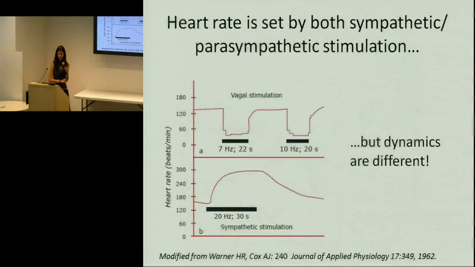What's interesting is that although the heart rate is set by both the rest or digest and the fight or flight pathways of the autonomic nervous system, they have very different dynamics. Vagal stimulation, which is the parasympathetic pathway that slows down the heart, works much faster at getting the heart to change its rate. If you were to really stimulate the vagus nerve, you get the heart to stop immediately. So the heart is much better at responding to signals that tell it to slow down than to speed up. The sympathetic pathway, the fight or flight, is on a much different time scale, but still gives very exquisite control of the heart rate.